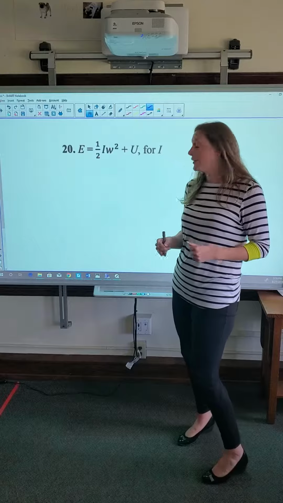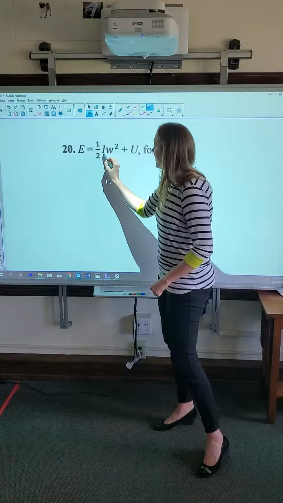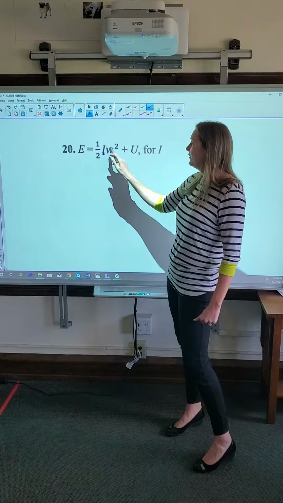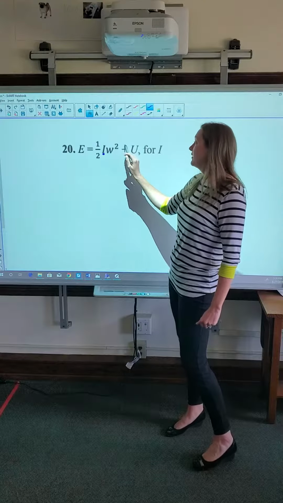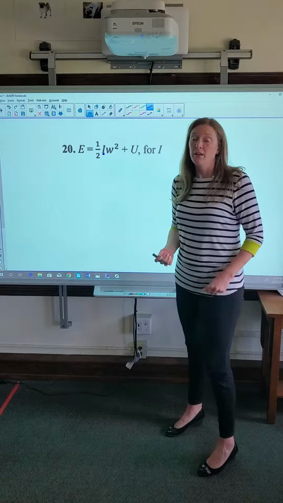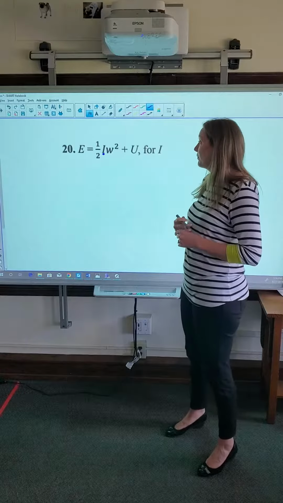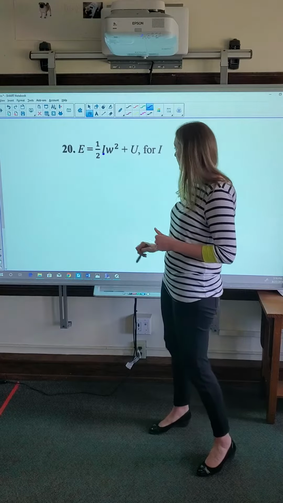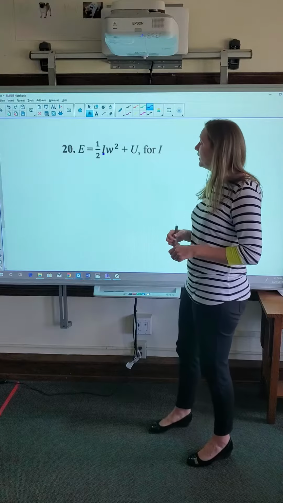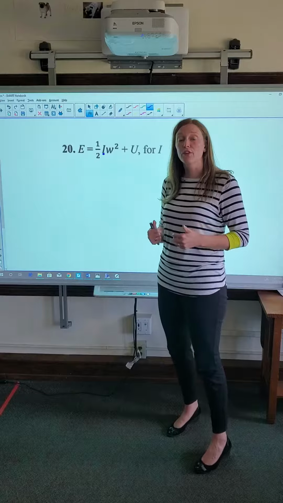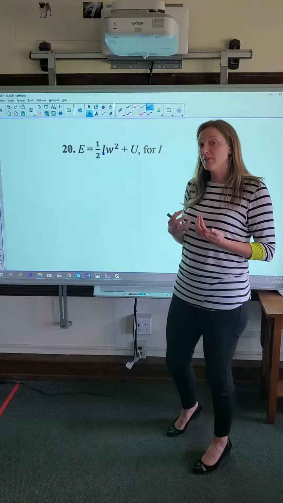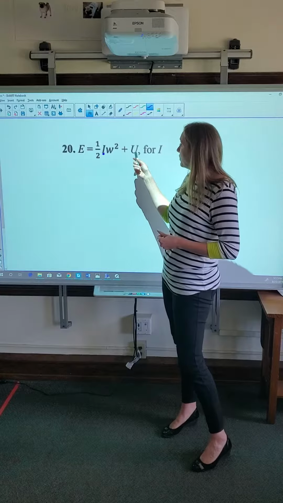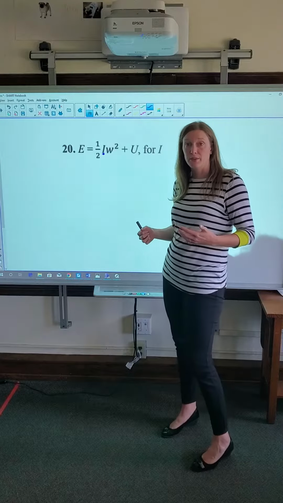So I is the variable that we want to get all by itself. And right now, it has the 1/2, it has the w squared, and it has the u with it. So right now, it has a lot that we have to get rid of in order to isolate it. So what are we going to do? Well, I always like to say you start with the variable that's furthest away that we need to get rid of. So u would be the furthest away, and that's where we're going to start.